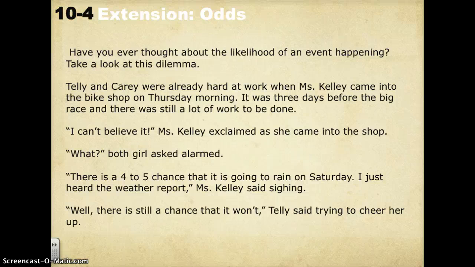"I can't believe it," Miss Kelly exclaimed as she came into the shop. "What?" both girls asked, alarmed. "There is a 4 to 5 chance that it is going to rain on Saturday. I just heard the weather report," Miss Kelly said, sighing. "Well, there's still a chance that it won't," Telly said, trying to cheer her up. Think of how that might be the same or different than the probability we've been working with.